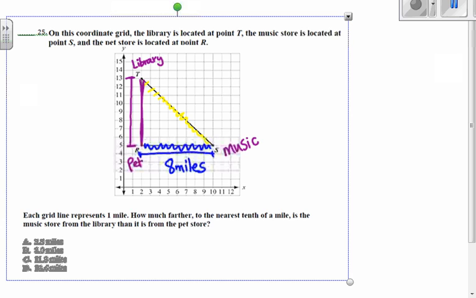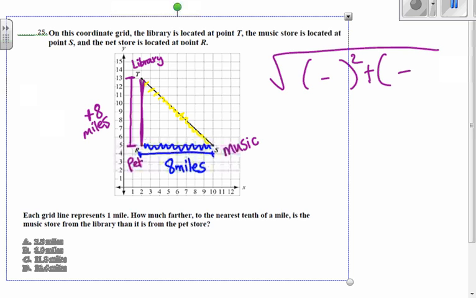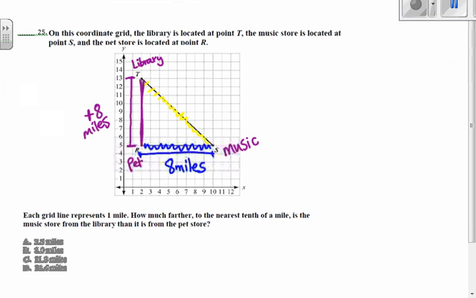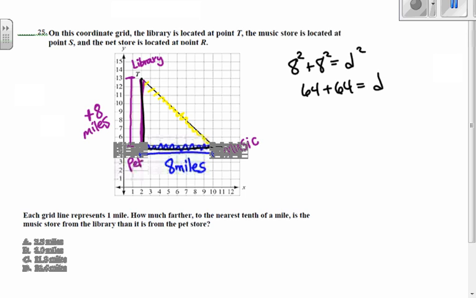Now, the distance formula, remember the owl, would work fine. Okay, you could plug in those numbers and find it. However, once I've done what I just did right here, which is I know that this is 8 and this is 8, I can go 8 squared plus 8 squared is equal to the other distance squared. So 64 plus 64 is equal to the distance squared, which means 128 equals distance squared, which means distance is equal to the square root of, because you would have to square root both sides, 128.